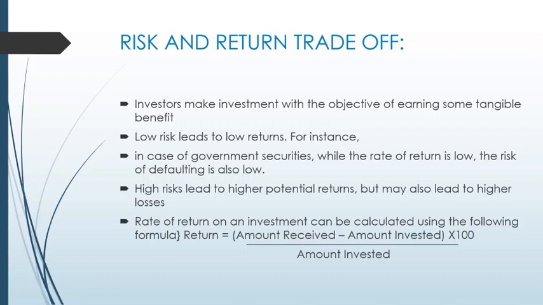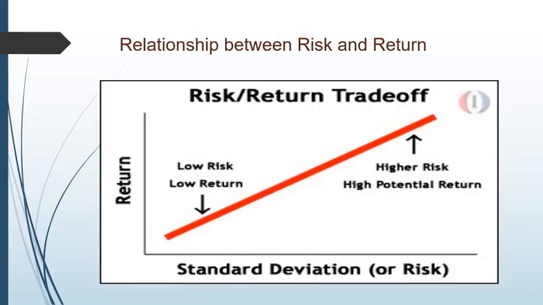And the rate of return on an investment can be calculated using the following formula: return is equal to amount received minus amount invested, into 100, divided by amount invested. And this is the graphical relationship between the risk and return. On one side we can see the return, and on the other side we can see the standard deviation of the risk.